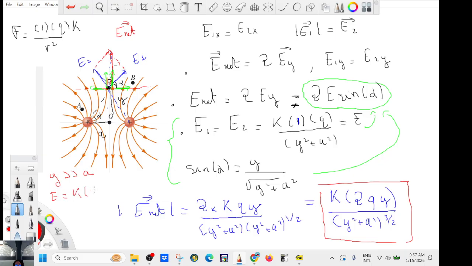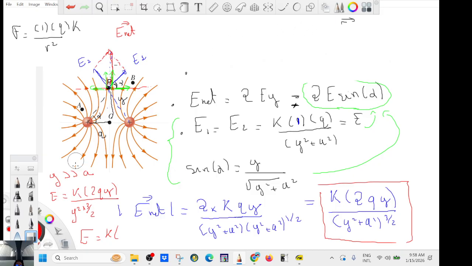So it's going to be k 2qy, right, to the limit, and then y squared to the power 3/2. Are you with me? Y squared times 3/2. It's going to be y to the 3, right? Okay, so E, it's going to be K.